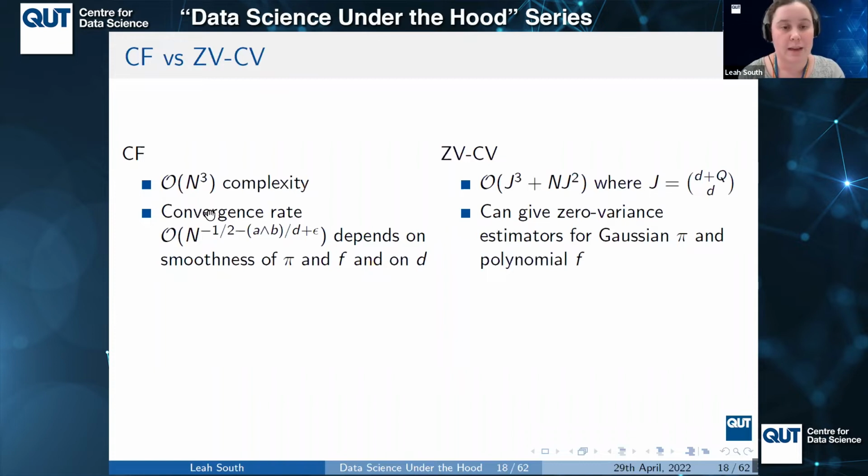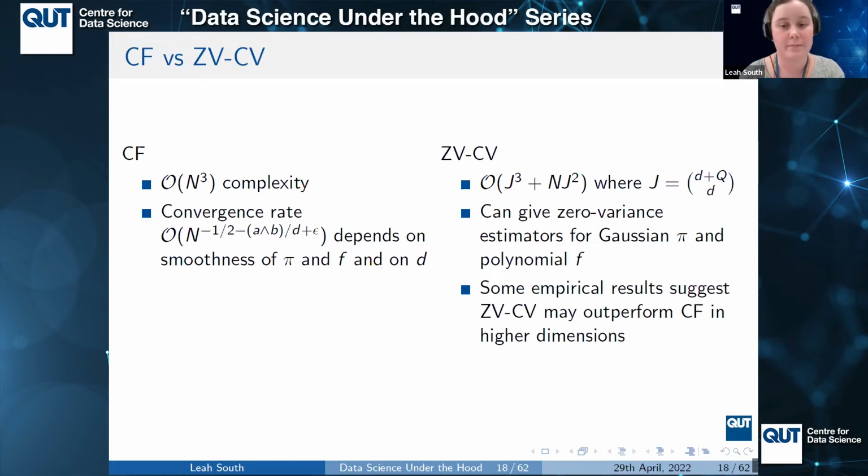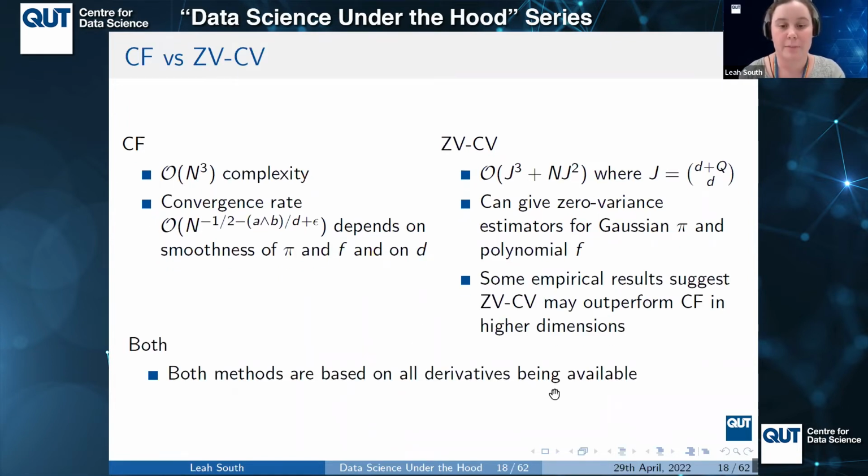Control functionals, it doesn't have that property, but it does have this nice convergence rate. So basically, as you get more and more samples, the performance is going to keep getting better. And it's actually a better convergence rate than vanilla Monte Carlo. The amount better depends on the smoothness of pi and of f, and also on the dimension, where obviously higher dimensions are going to go worse. Okay, and then both of these methods are based on all derivatives being available, so I'll address that as well.